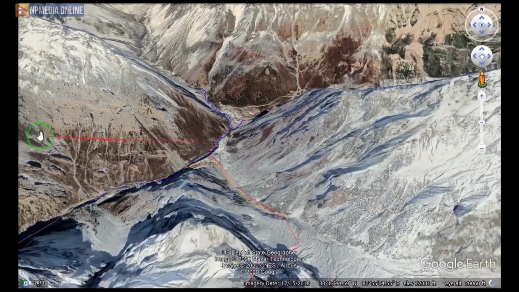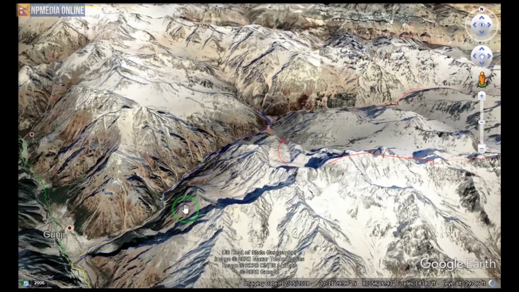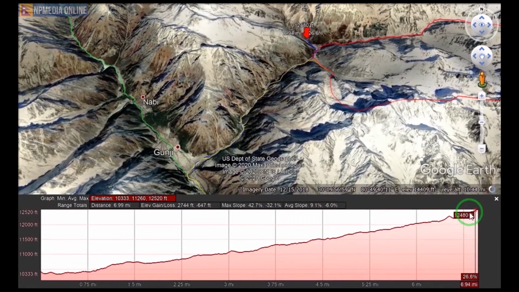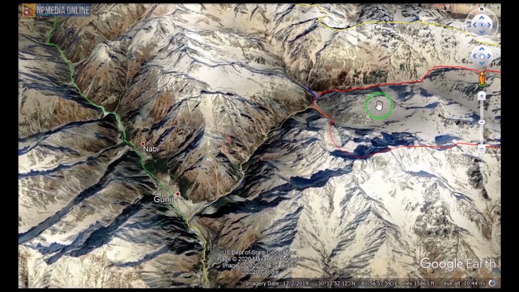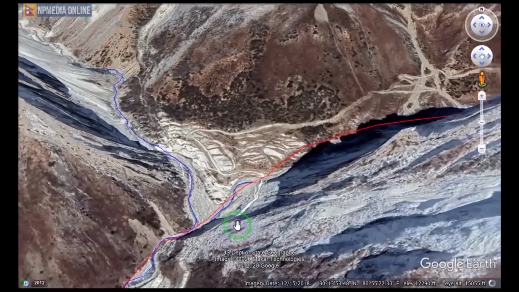First, let's see the elevation profile of side 1. Now, let's see the elevation profile of side 2.